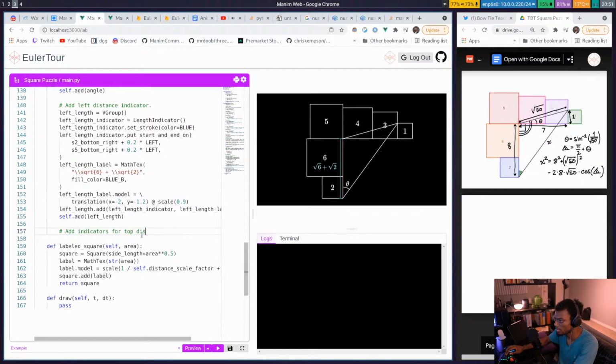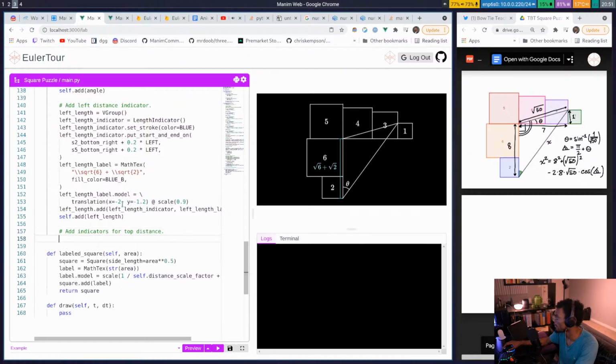That's for the top distance. I have pretty similar things to this, actually. I wonder how... There's probably a way to make this a little faster. If I have like a function that takes a function that returns an indicator with a label. Yeah.